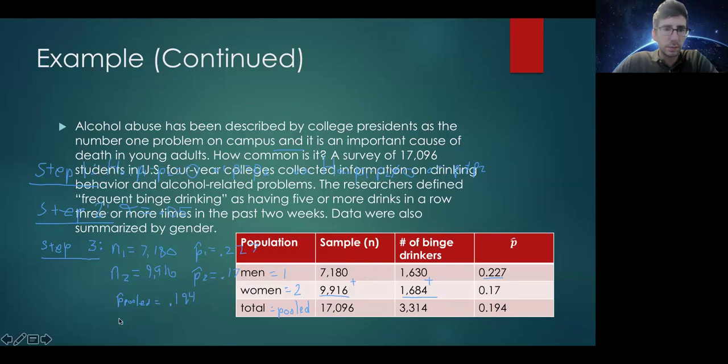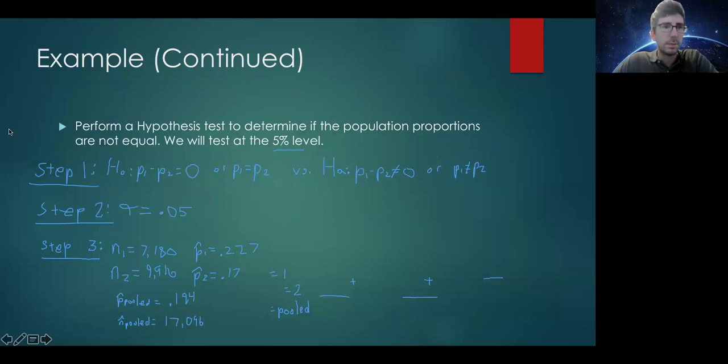The pooled sample size we'll write down as well. We do need to add the two sample sizes together later. That was 17,096. Okay. So there's kind of a lot of statistics to write out there. It's helpful to have them all in one place. So let's just try to remember men are our first group, women are the second group.